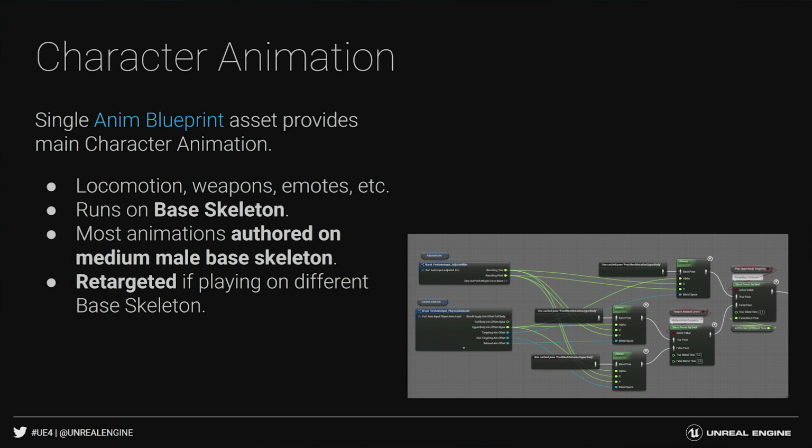Character animation comes from a single animation blueprint asset that is shared across all these base skeletons. By main animation, I mean the locomotion, weapons, emotes, really what constitutes the animation of the character. So as I said, this runs on the base skeleton. And most animations have been authored on the medium male skeleton. This was our reference skeleton, where most of the content was authored. If this animation blueprint plays on a different base skeleton, then these animations get retargeted.